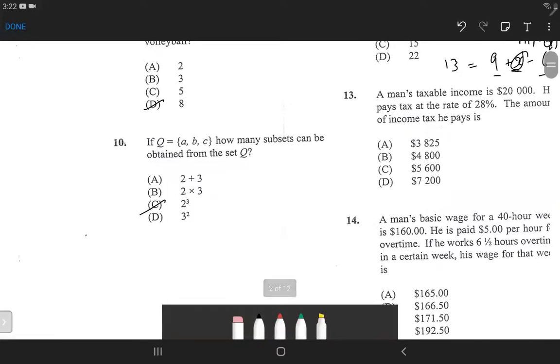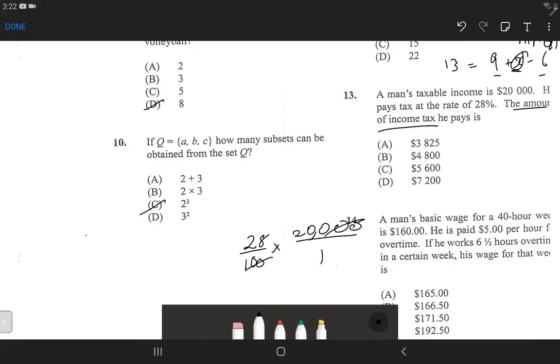A man's taxable income is $20,000. He pays tax at a rate of 28%. The amount of income tax he pays is, well, we have 28% over 100 multiplied by 20,000.